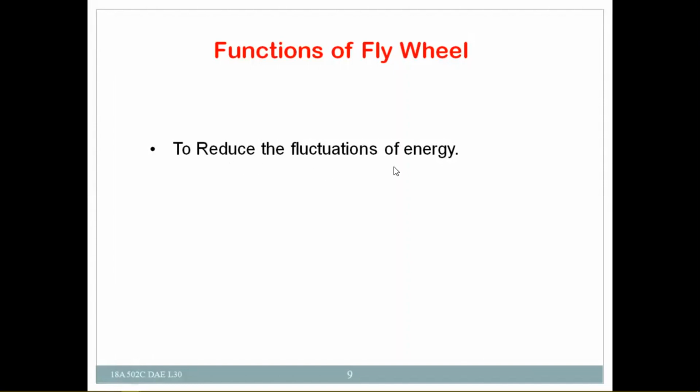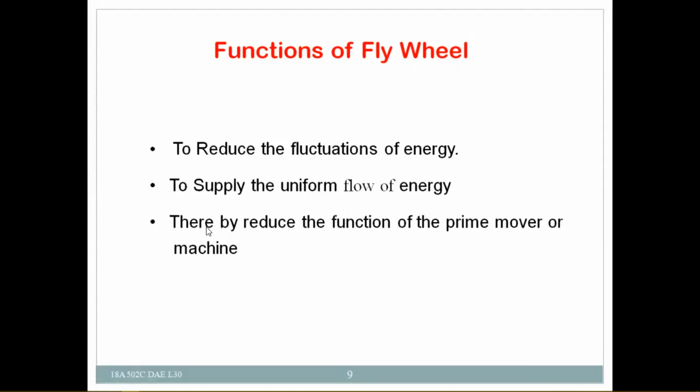To reduce the fluctuations of energy, we need a flywheel, number one. And to supply the uniform flow of energy, number two. As I told you, in case of IC engines the energy flow is not uniform. Only during the power stroke is a high amount of energy delivered, whereas the remaining times there is no power generation. That means the stored energy will be supplied to the other strokes, the remaining period of time. And number three, thereby reduce the function of the prime mover or the machine.